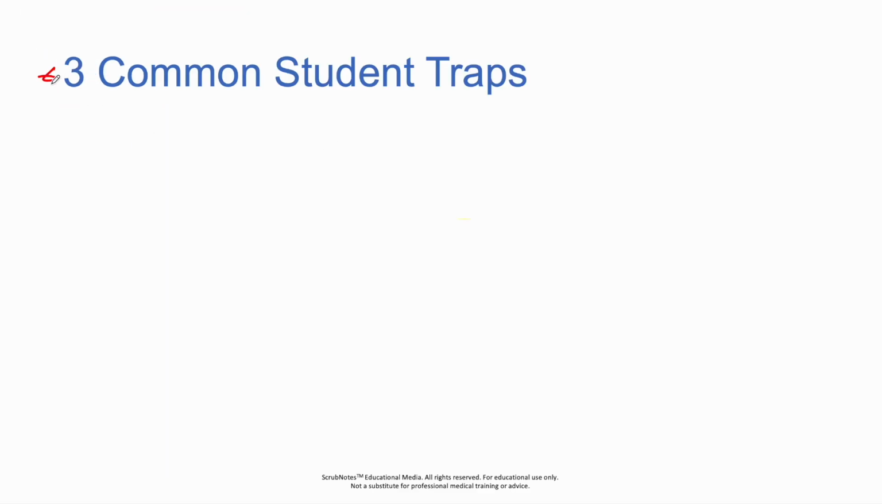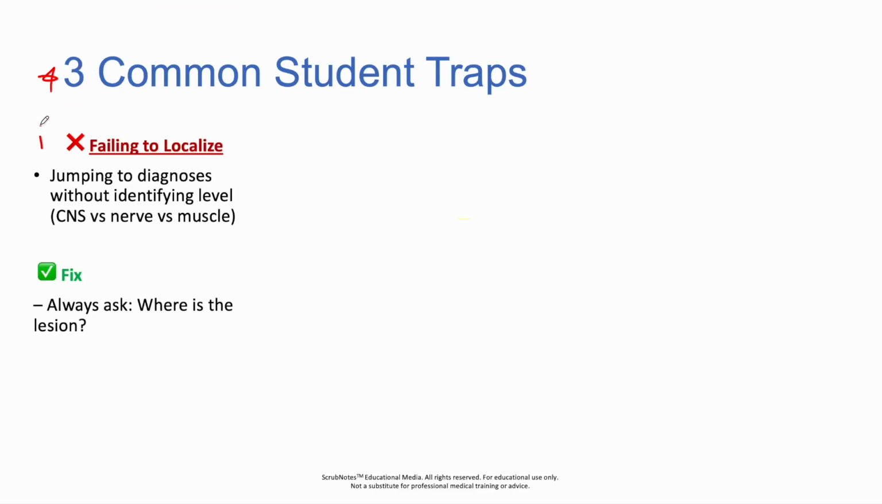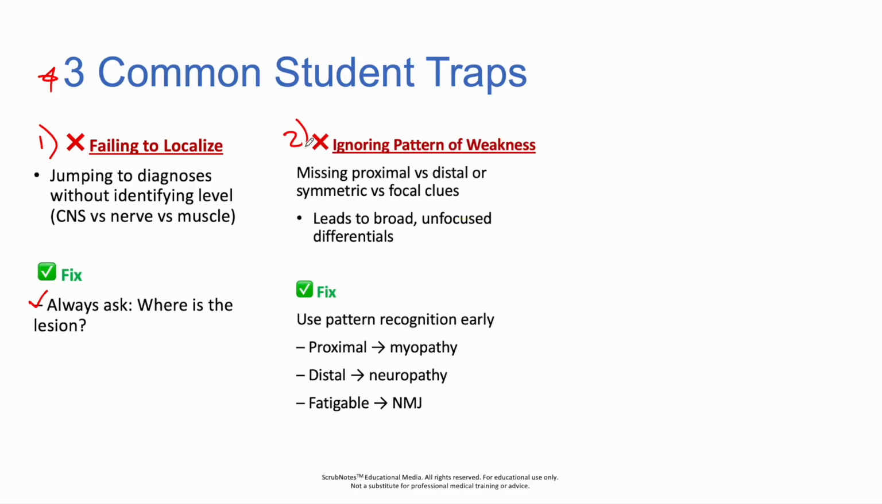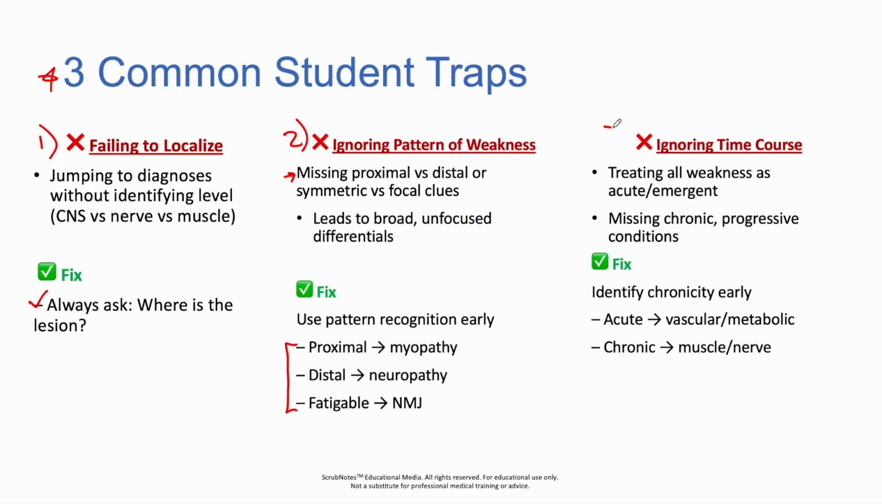Now, let's talk about where students go wrong. First, failing to localize. If you don't identify where the problem is, your differential stays too broad. Second is ignoring the pattern of weakness. If you don't distinguish proximal versus distal, or symmetric versus focal, you'll miss the diagnosis.